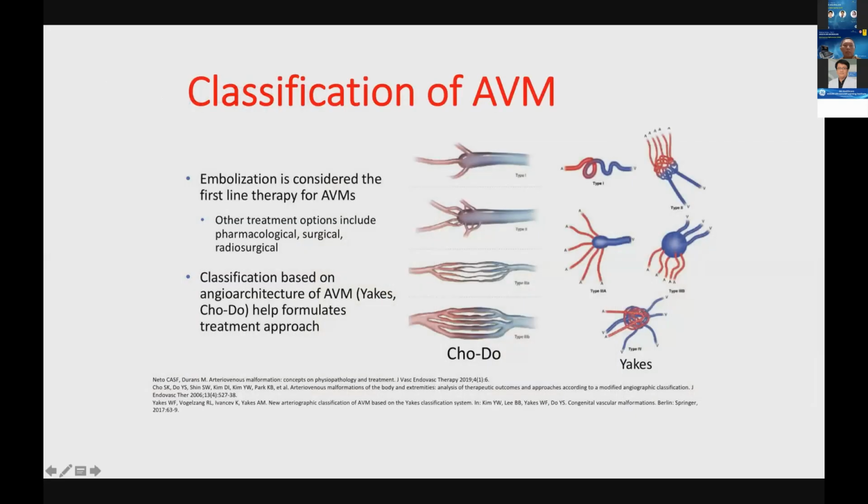Classification of AVM was already explained by Professor Sangyup. There are actually two classifications in the world: Professor Cho Do and Professor Yakes. What is the difference between these classifications? Embolization is considered the first-line therapy of AVM. Other treatment options include pharmacological, surgical, and radiological, already explained by Prof. Sangyup. For the AVM classifications, Yakes and Cho Do have a formulaic treatment approach.